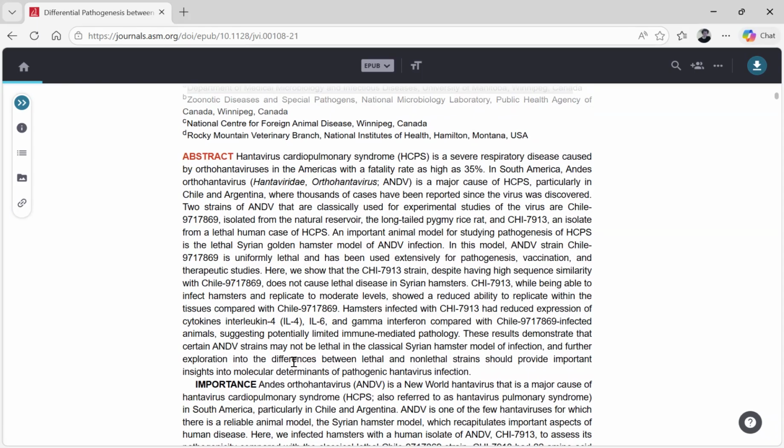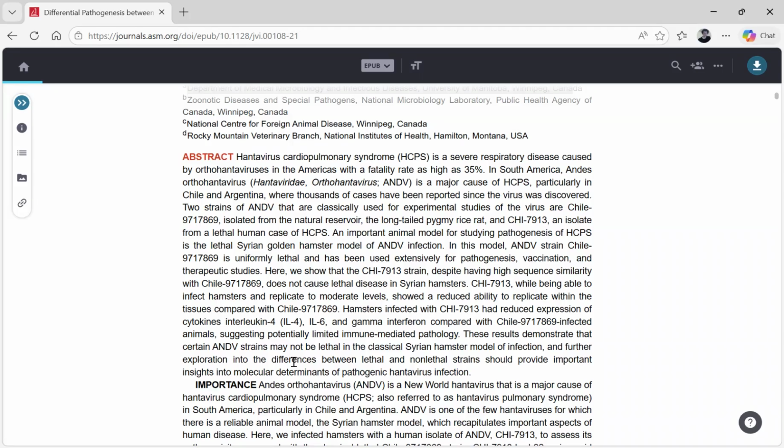Now, the hantavirus cardiopulmonary syndrome, HCPS, is a severe respiratory disease caused by orthohantaviruses in the Americas with a fatality rate as high as 35%. In South America, Andes orthohantavirus is a major cause of HCPS, particularly in Chile and Argentina, where thousands of cases have been reported since the virus was discovered.